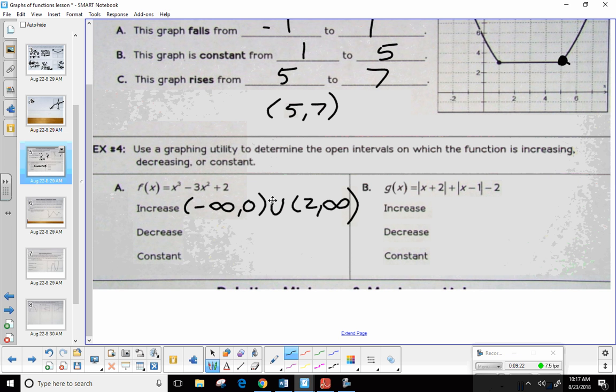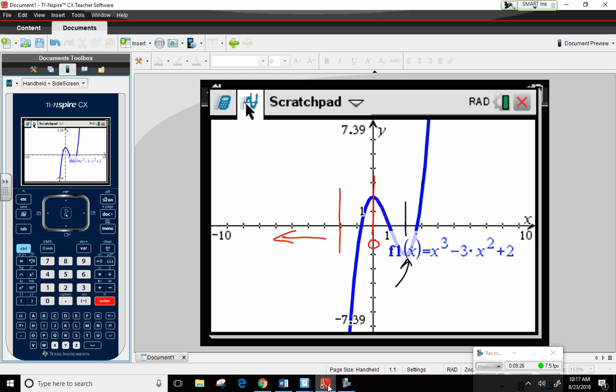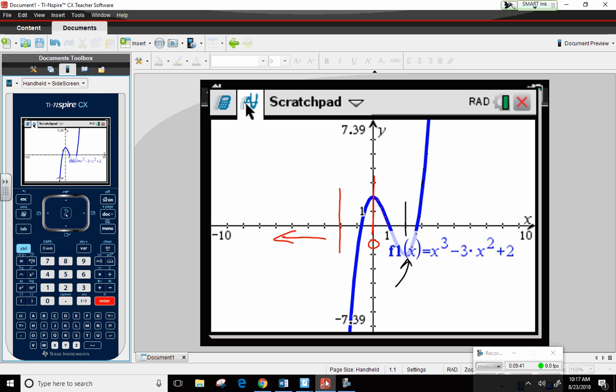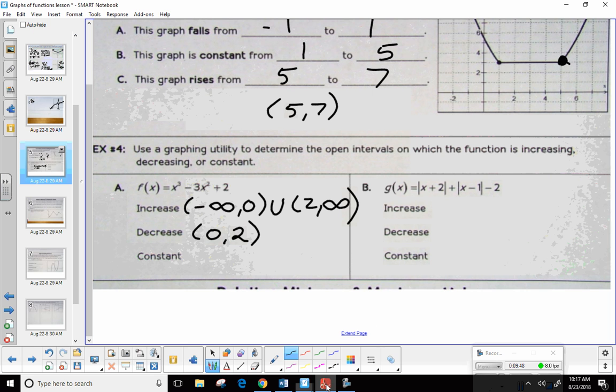Okay, is there an interval where we decrease? Yes, from what to what? There you go, from 0 to 2, right there in the middle. Anything I plug in as x gets larger, the y's are getting smaller. Okay, so that's between 0 and 2. And is there any place where y remains constant? No, this one does not have anything like that. So for this, I'd probably just say none.